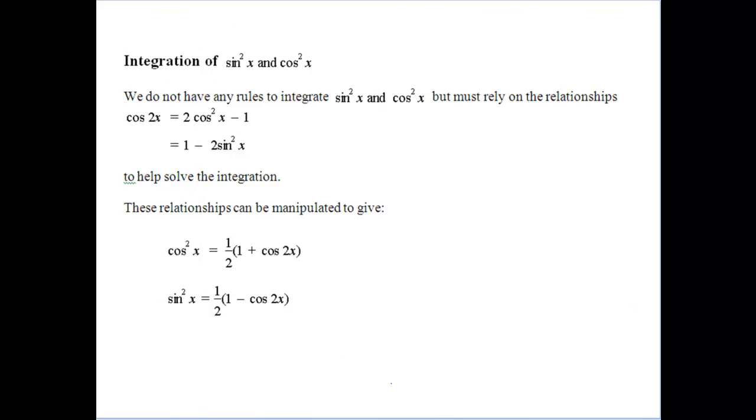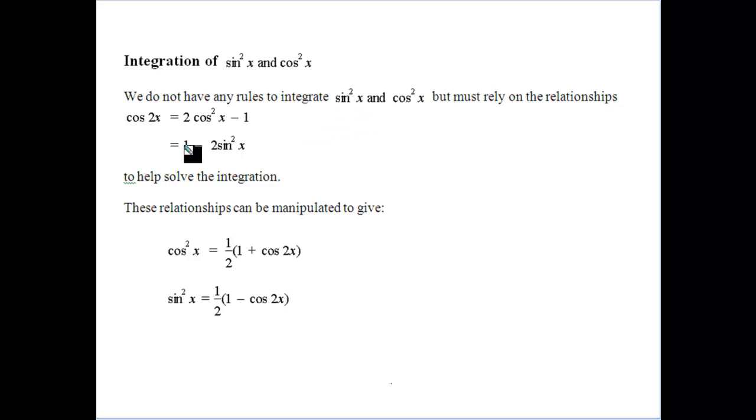In the Extension 1 course, what we need to do is integrate some more functions. One of the first ones we want to look at is integrating sine squared x and cos squared x, because we don't have particular rules. We can differentiate them with the chain rule, but we don't have those sorts of rules set up already from the 2-unit course to take into the Extension 1.